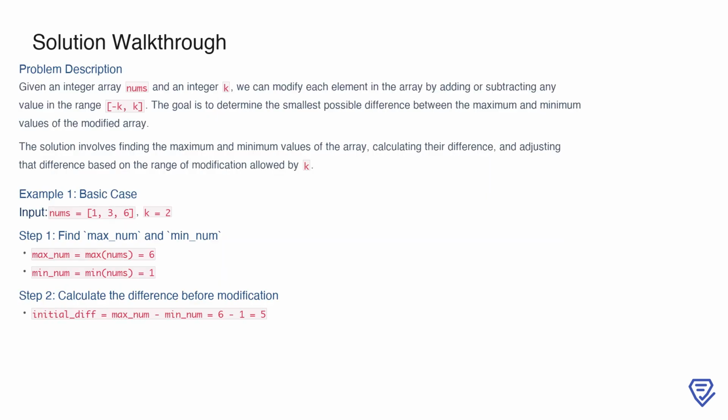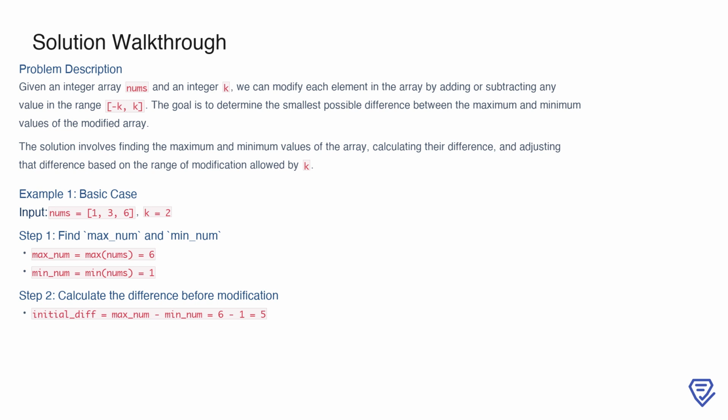In this problem, we are given an array of integers called nums and another integer k. The task is to modify each element in the array by adding or subtracting any value within the range k, and then determine the smallest possible difference between the maximum and minimum values of the modified array. To solve this, we first identify the maximum and minimum values in the array, calculate their difference, and then adjust that difference based on how much we can modify the values using k.